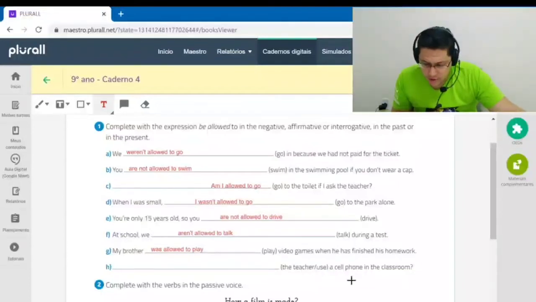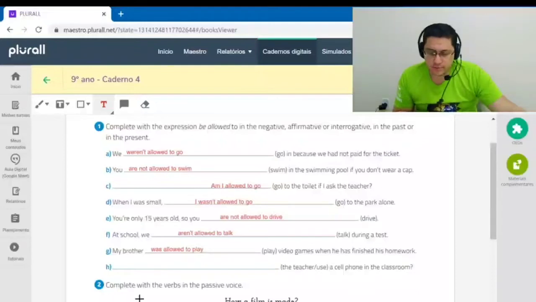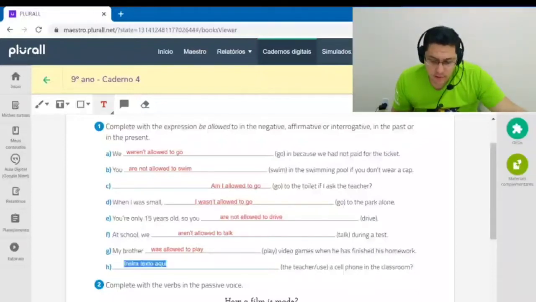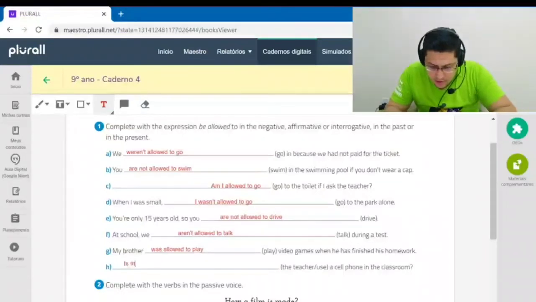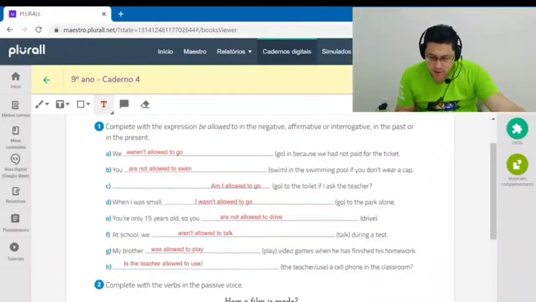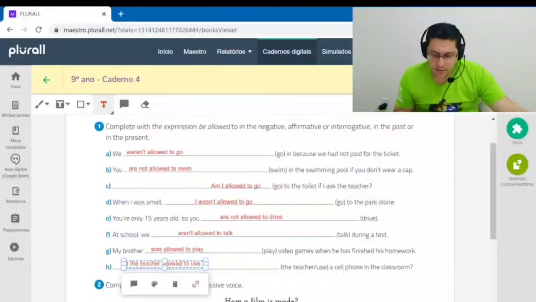The teacher used a cell phone in the classroom. Tá? Então, uma pergunta aqui. Is the teacher allowed to use a cell phone in the classroom? Ok?